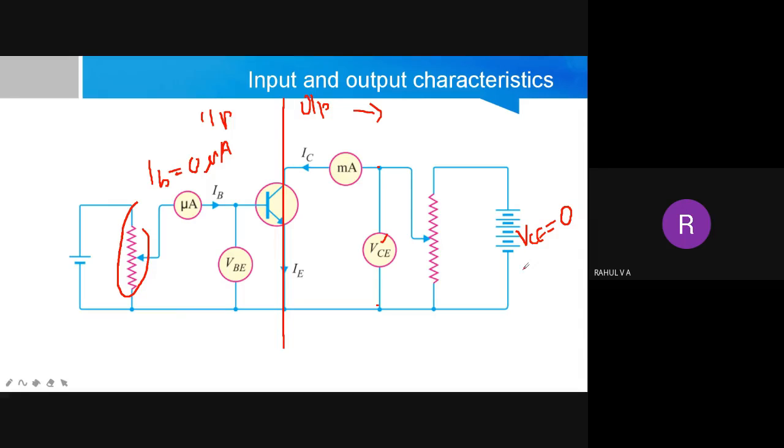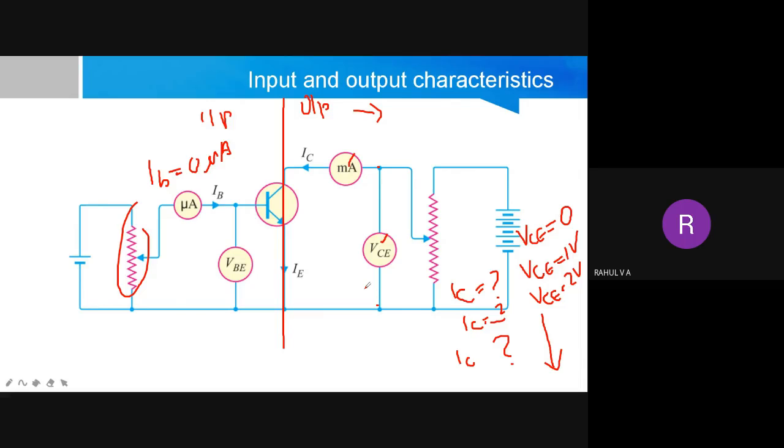Then we will slowly increase VCE to 1 volt. At that time we note down VCE, which is 1 volt, and we note down the value of IC. Again we increase VCE to 2 volt and note down the value of IC. Like that, we keep on increasing the value of VCE, and every time we note IC. That is for one set of readings.